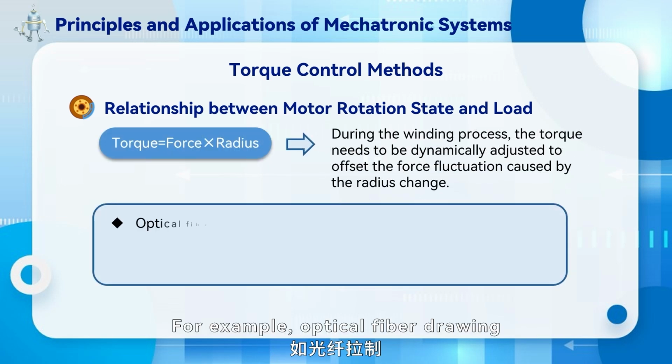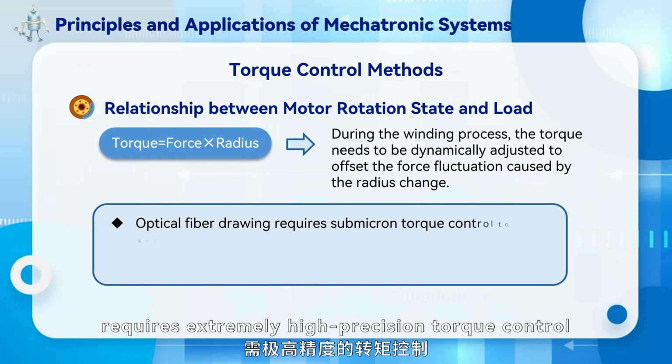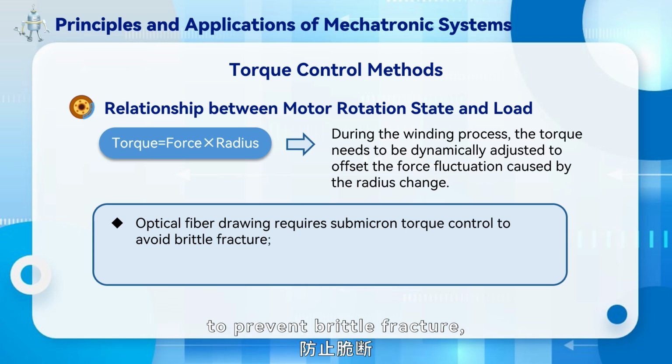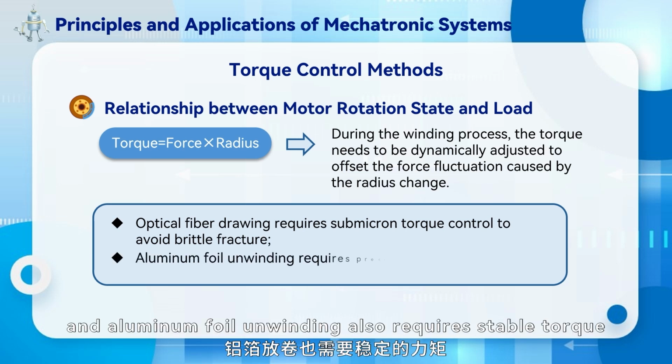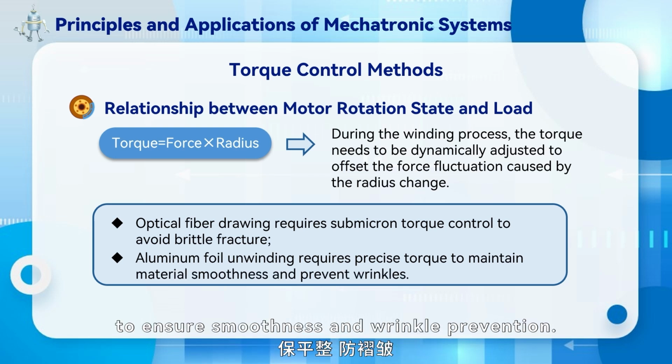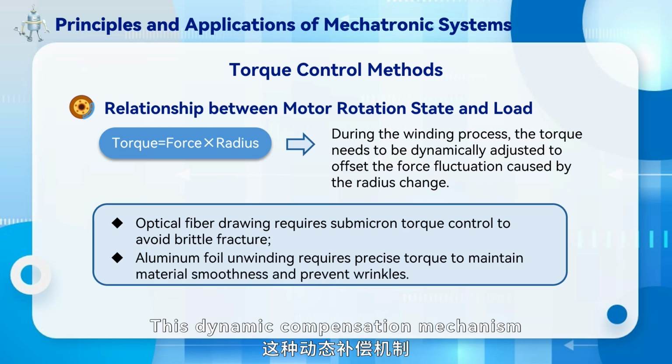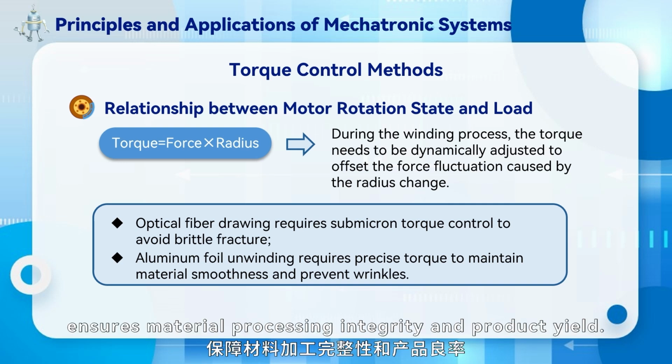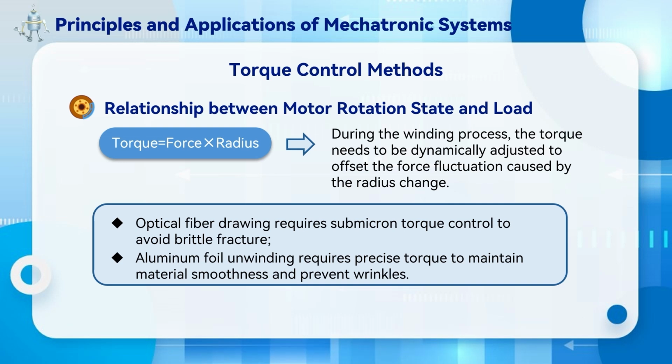For example, optical fiber drawing requires extremely high precision torque control to prevent brittle fracture. In aluminum foil unwinding, stable torque is also required to ensure smoothness and wrinkle prevention. This dynamic compensation mechanism ensures material processing integrity and product yield.